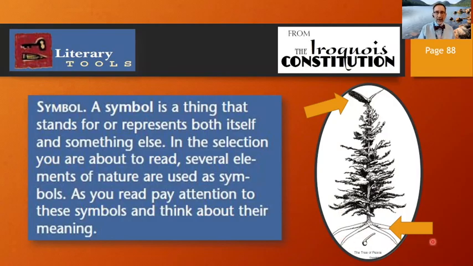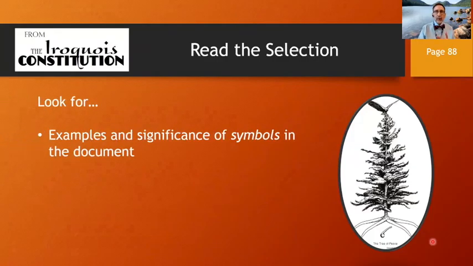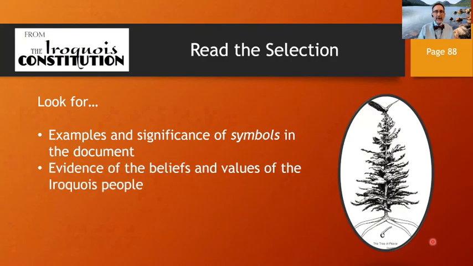These are all going to be mentioned when you read the excerpt from the Iroquois Constitution. All right, so you're going to read the selection, and as you read the selection, I want you to look for the symbols. What are the symbols? What do they symbolize? And as part of that, why are they important to the document?